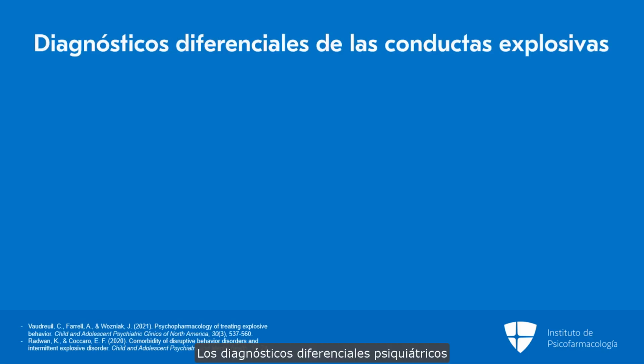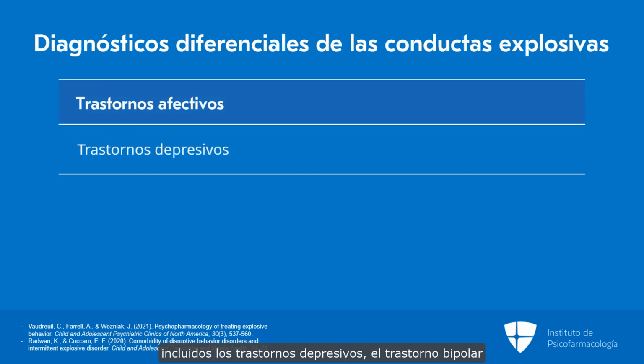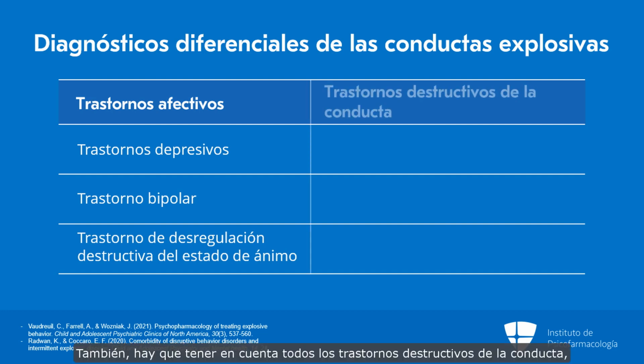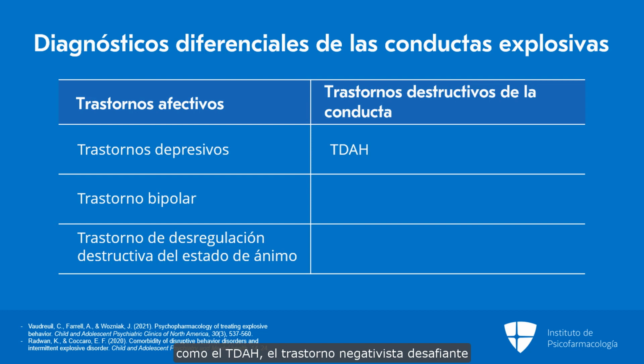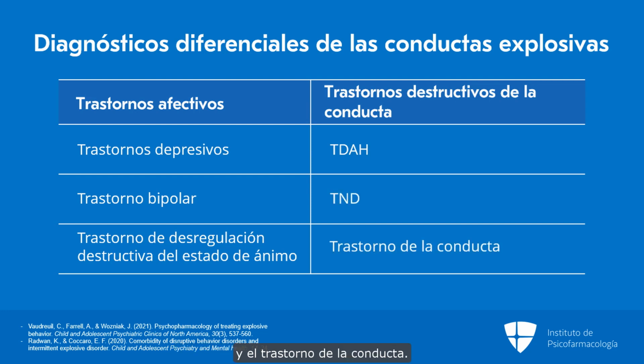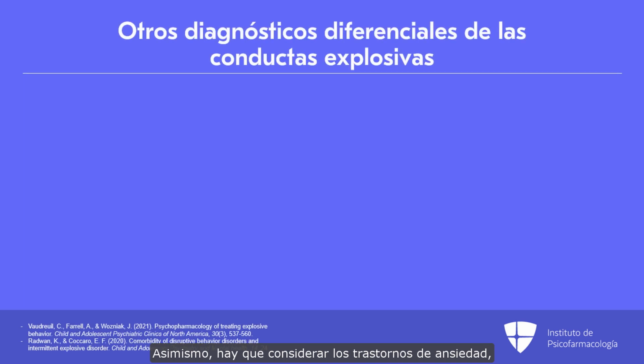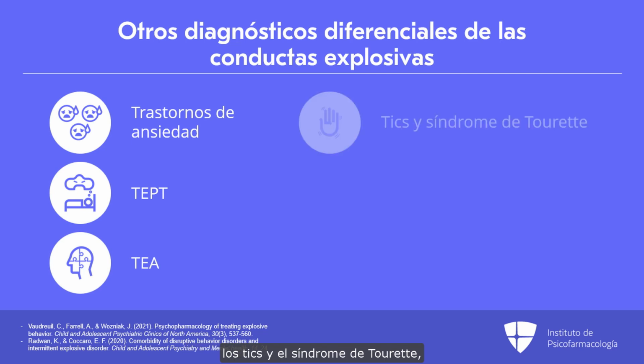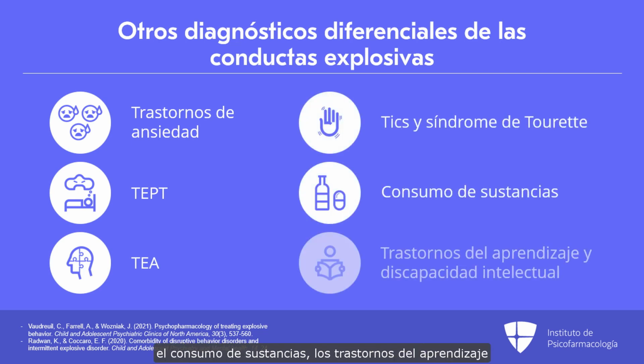So the psychiatric differential diagnosis of explosive behavior is incredibly broad. First, you want to consider mood disorders, including depressive disorders, bipolar disorder, disruptive mood dysregulation disorder. You want to consider all of the disruptive behavior disorders, including ADHD, oppositional defiant disorder, and conduct disorder. And then further, you need to consider anxiety disorders, PTSD, autism spectrum disorders, tics and Tourette syndrome, substance abuse, learning disabilities, and intellectual disability. So there's a large number of psychiatric conditions that can present with explosive behavior.